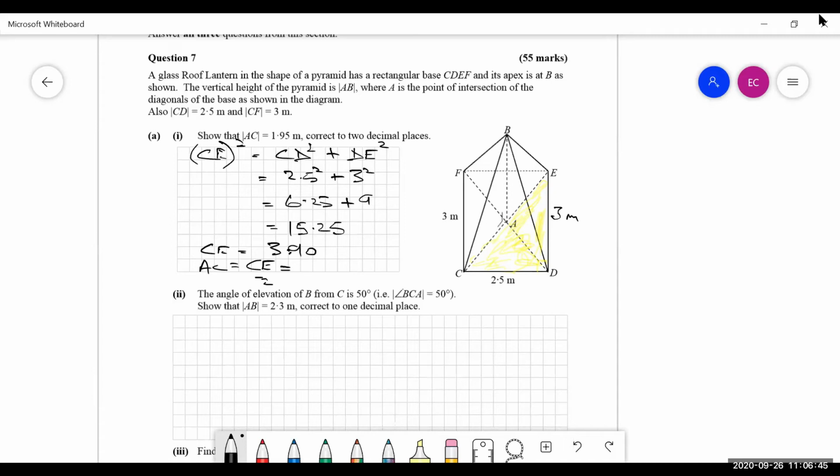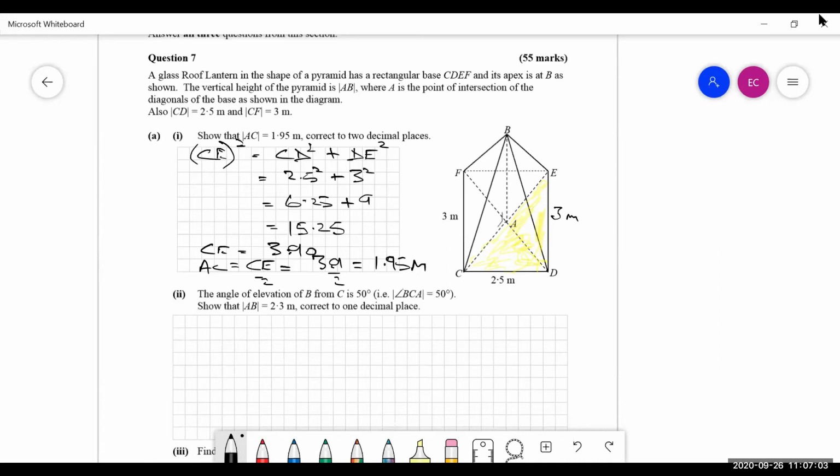That's 3.9 divided by 2, and that equals 1.95 meters to 2 decimal places. So don't forget to add in the meters as well.